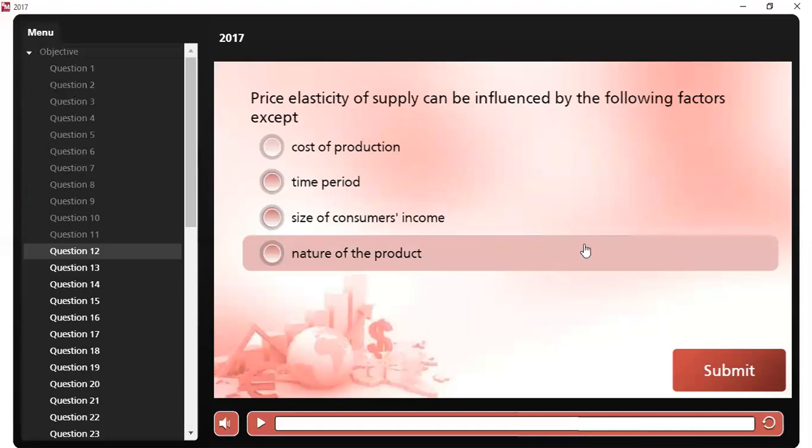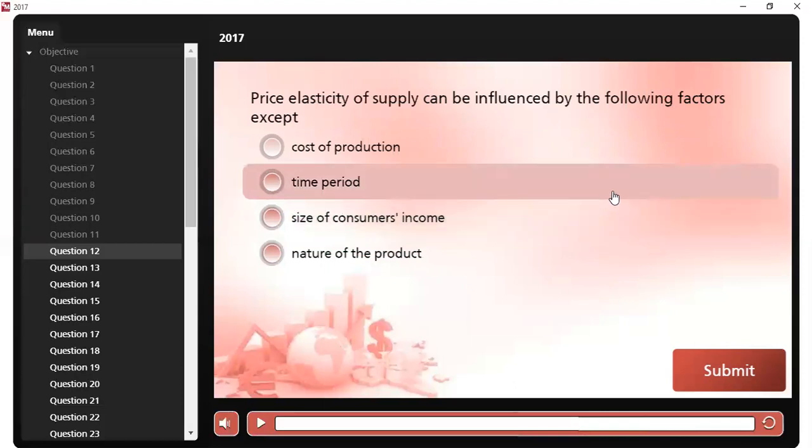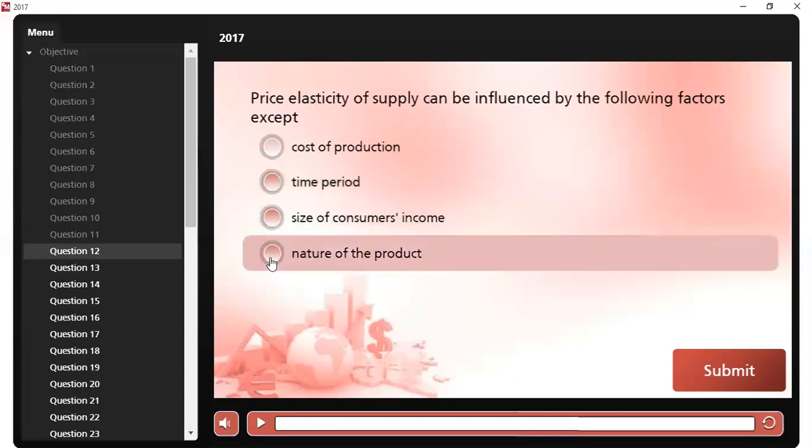Question number 12. Price elasticity of supply can be influenced by the following factors, except one of them. Now, price elasticity of supply is the degree of responsiveness of quantity offered for sale to change in the price of the commodity. It cannot be affected by the nature of the commodity. So it has to be nature of the product. That is the right answer.